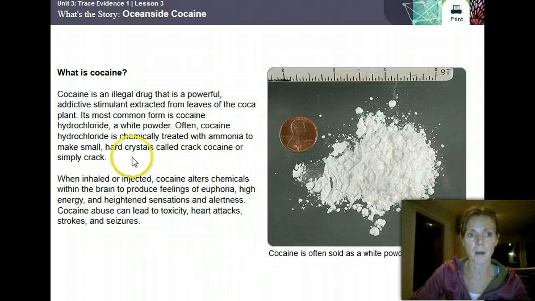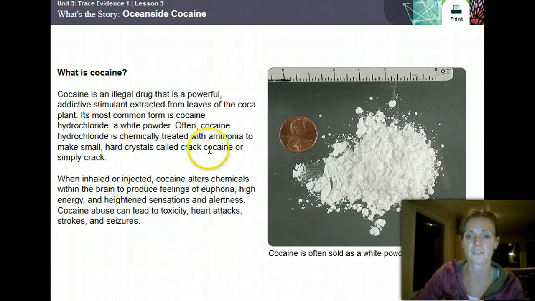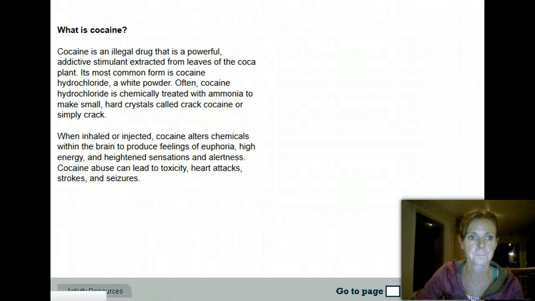Please read a little bit about what it is. Okay, I'm not going to read that right now. You guys can read that. You can pause this and read what is cocaine. Some of you guys probably know some of those side effects, but you'll see probably 1 or 2 questions in the quiz on that as well.